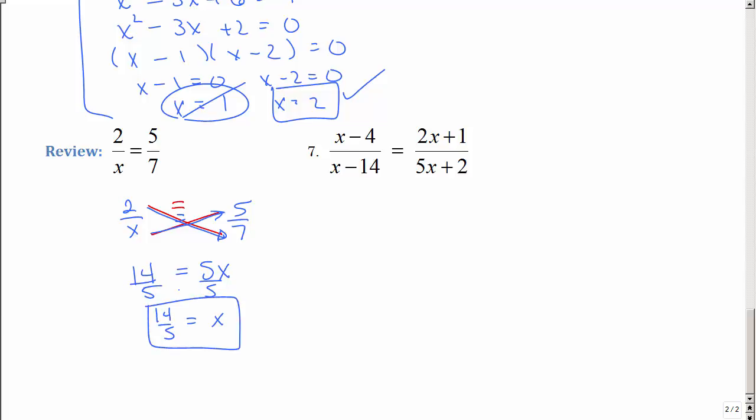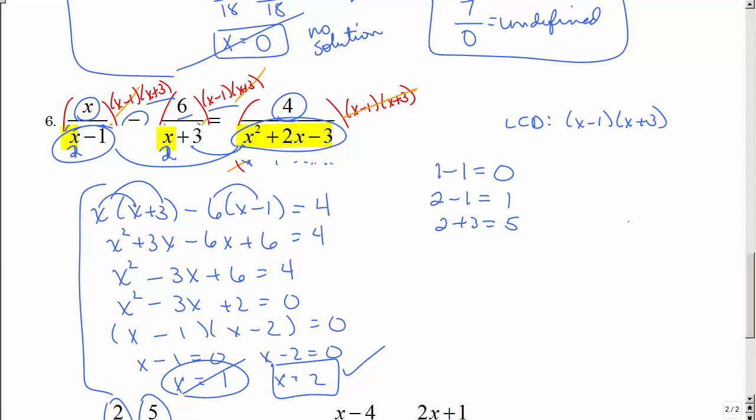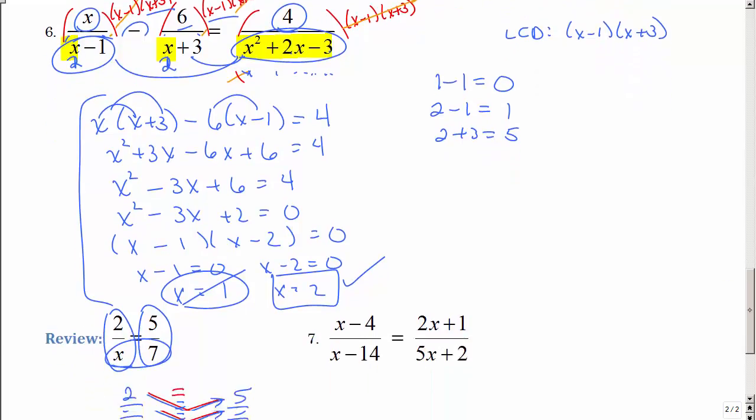Now why that works is because you're actually multiplying both sides by the LCD of 7x. It's just a quick way, but it only works if you have one fraction equals another fraction. So it would not have worked on the last few examples.